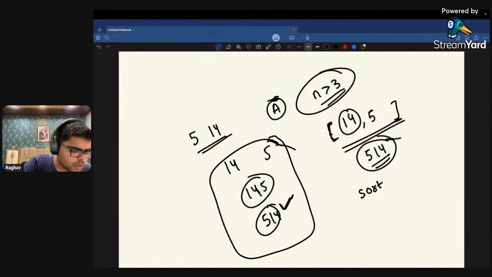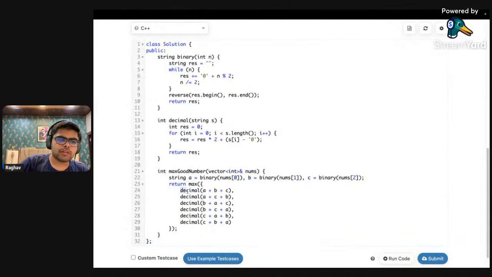Okay. I think we kind of use permutations of them, correct? Yeah, you can find out all the permutations as well. For this problem, we did actually find out all the permutations only. So we can sort, and then if n is more than 3.